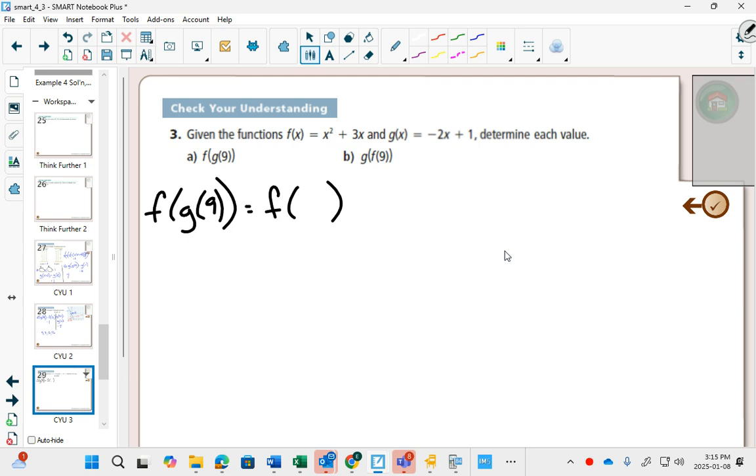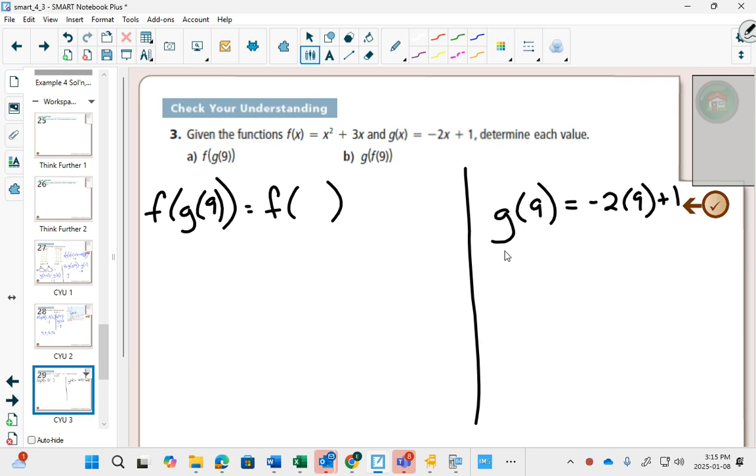You'd have to actually do a little bit of work. I think this one's not bad, but I actually would, off to the side here, figure out what g of 9 is on its own. Well, how do I find out what g of 9 is? I'm going to plug in 9 into the g machine. So here would be 2 times 9 plus 1, negative 18 plus 1, negative 17. And then over here, that's all that I write inside.